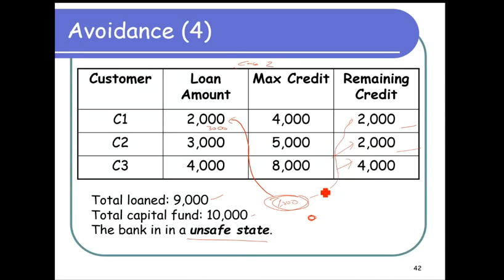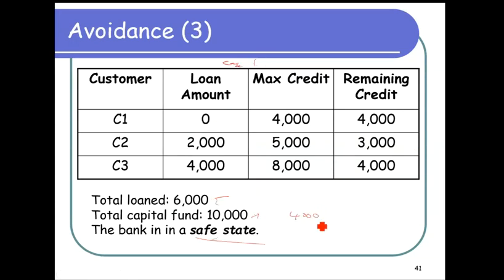This is an unsafe state, which is a logical thing. You have 1,000, the bank only has 1,000, it cannot serve, let's say, C1 saying, I need to use the whole of my remaining credit. The bank cannot satisfy that because it only has 1,000. In this situation the bank has 4,000, not all users but at least a single user. So let's say C1 says, I need to use my remaining credit.